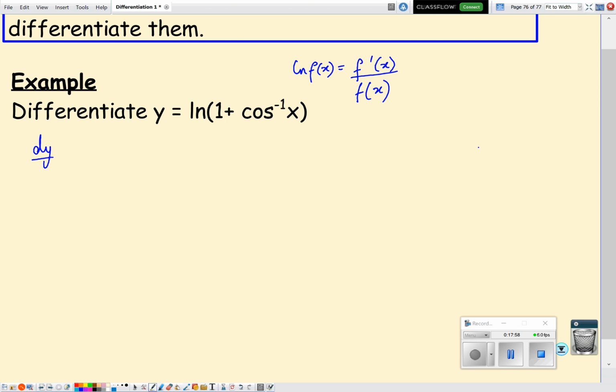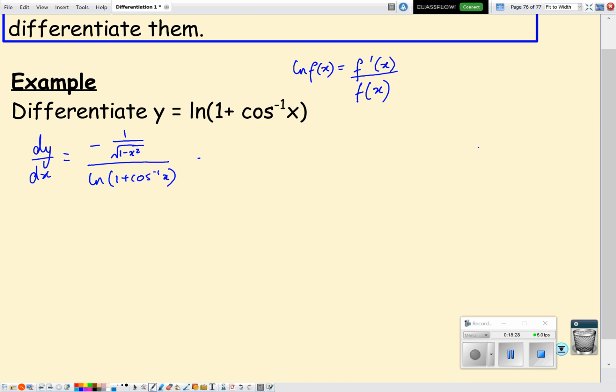Well, dy by dx is equal to the derivative of 1 plus inverse cos x. That's easy enough to get because the derivative of 1 is nothing, and the derivative of inverse cos x is negative 1 over root 1 minus x squared. And that's all over f of x, so all over log of 1 plus inverse cos x.